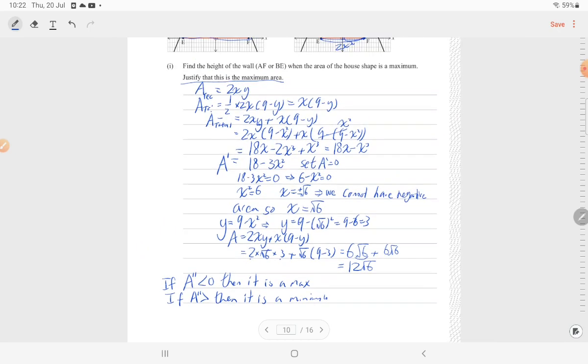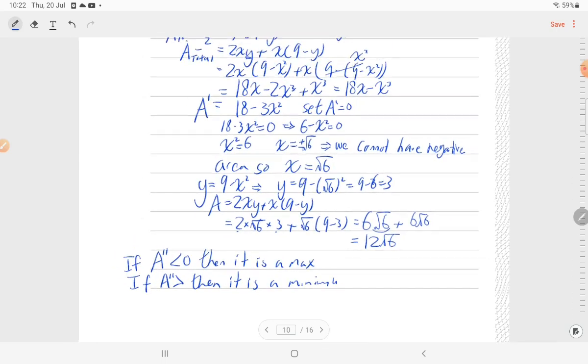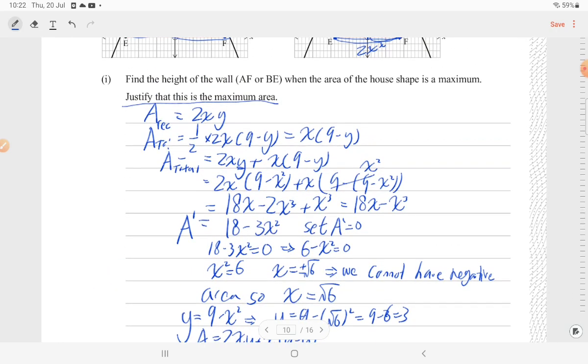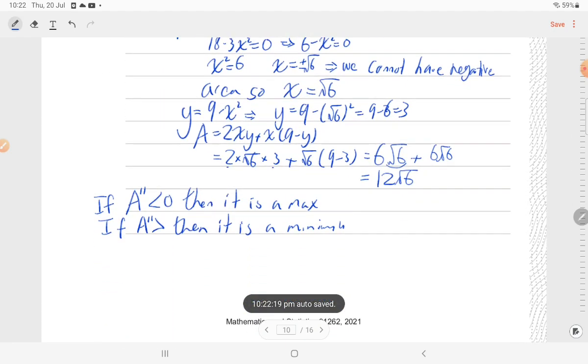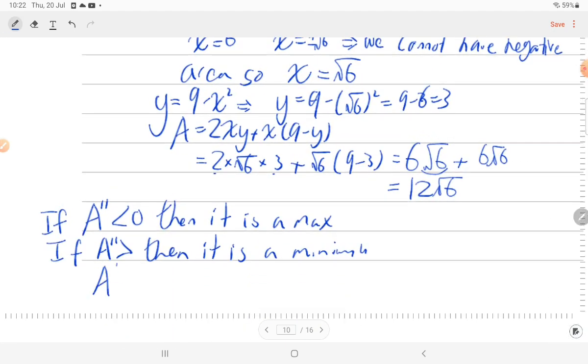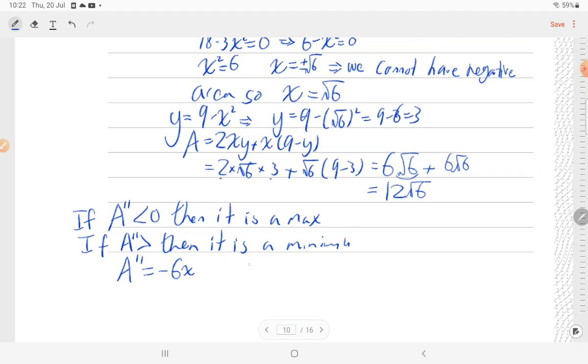So we take the second derivative of 18 take away 3x squared. So a double dash is 18 take away 3x squared, so 18 turns into nothing, so it will just be minus 6x. And if we plug in x equals square root of 6, then a double dash is equal to negative 6 square root of 6.